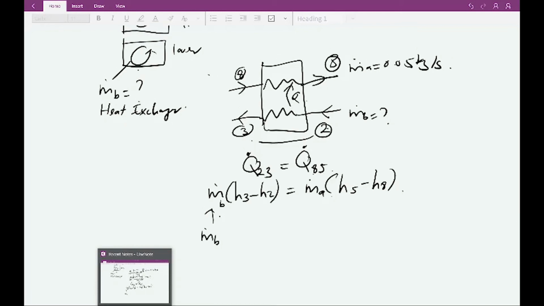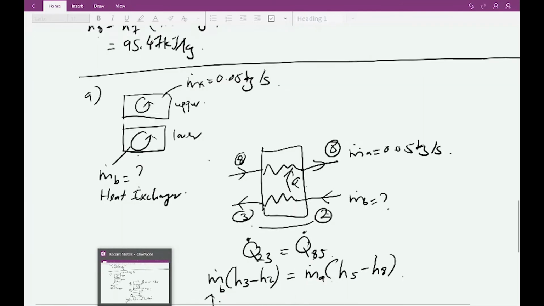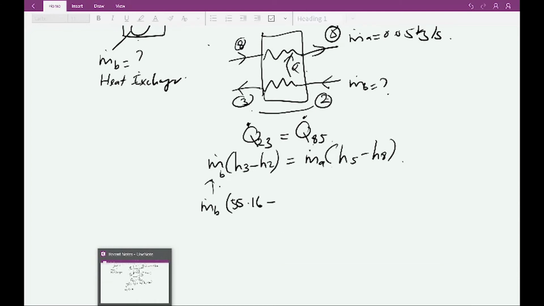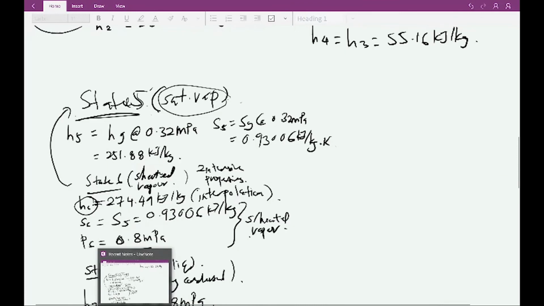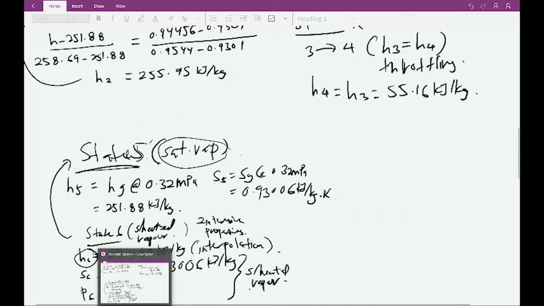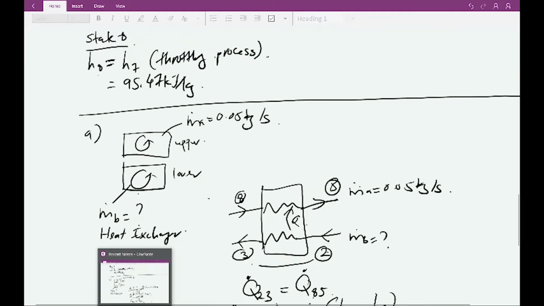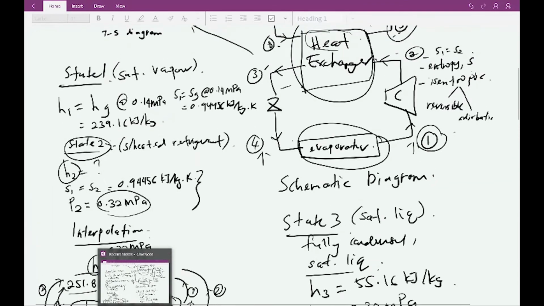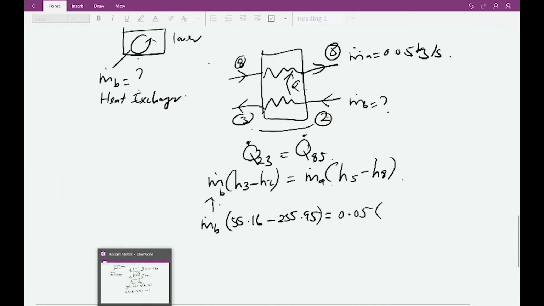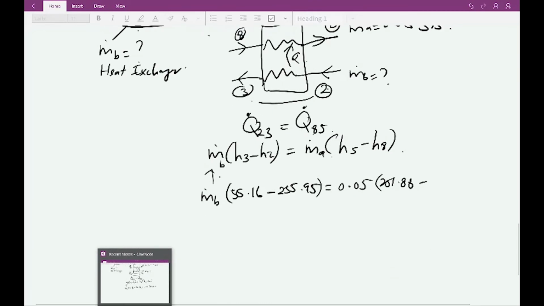So I rewrite again: ṁB times (h3, which is 55.16, minus h2, 255.95) equals ṁA, 0.05, times (h5 minus h8). h5 is 251.88 minus h8, 95.47.